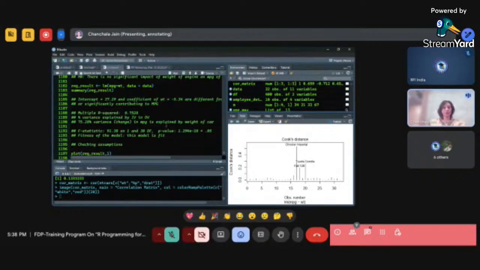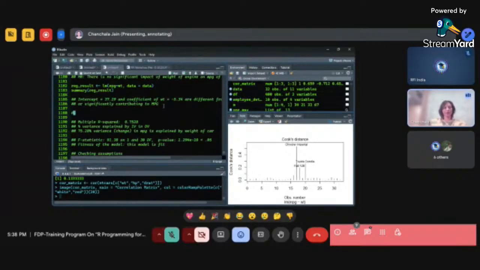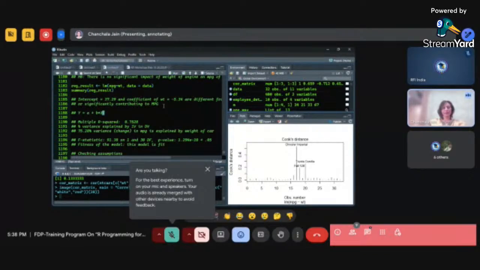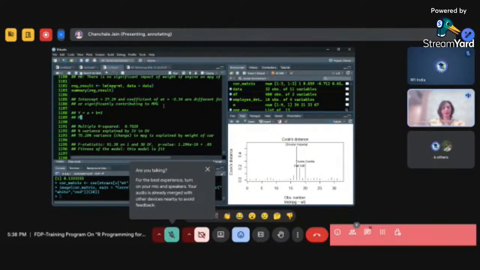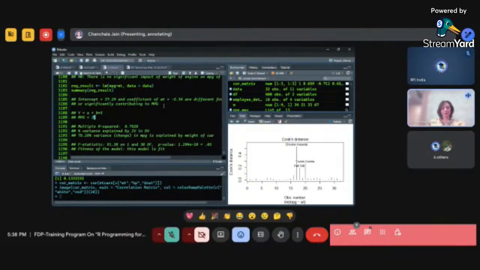Suppose I talk about this. Yesterday I wrote this, and suppose my line was y equals a plus bx. This was the line, right? In our case, y was the MPG, a is 37.29, and b was minus 5.34, multiplied by weight, right? This is what we have seen.